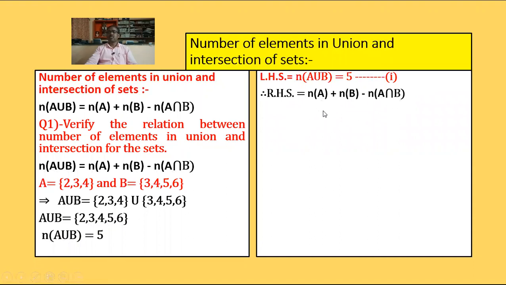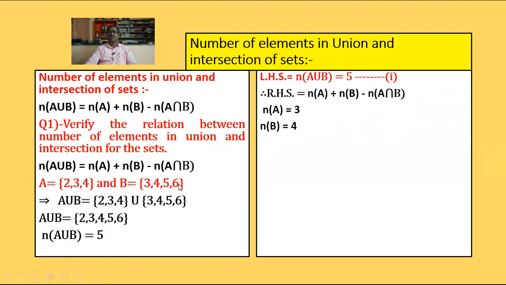First to find n(A). n(A) means how many elements are contained in set A? 1, 2, 3. Therefore, n(A) is equal to 3. n(B) is equal to how many elements contained in set B?